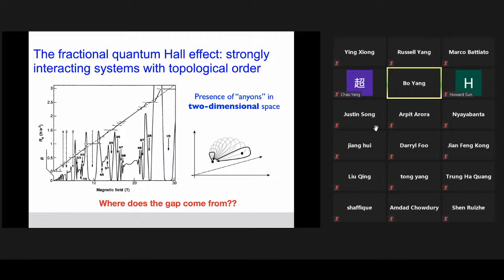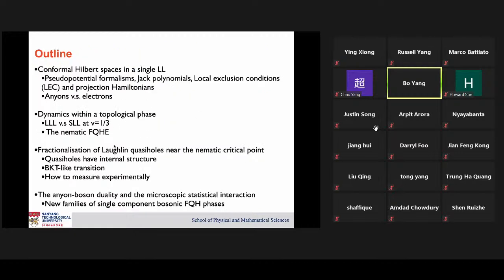Okay, so let's talk about anyons a little bit. This is basically a more formal outline. The first part, I'm going to talk about some of the formal development. Then the second part, I'm going to talk about some of the experimental predictions. And the third part is again formal, and let's see if we have time to do that.